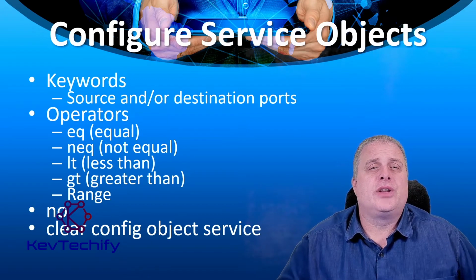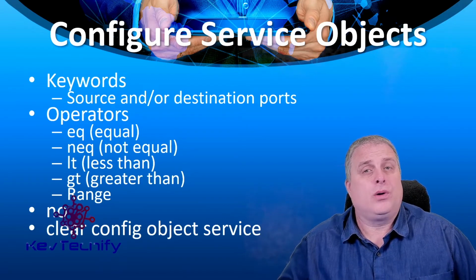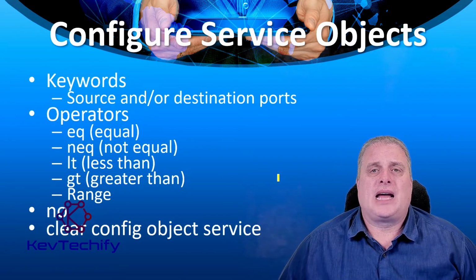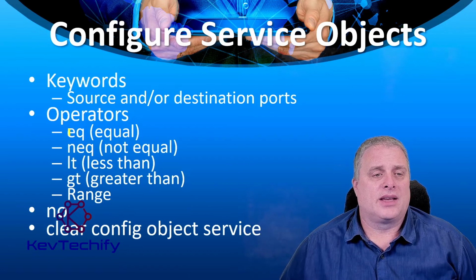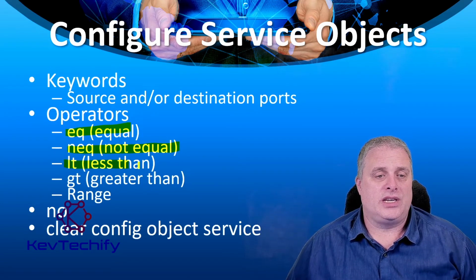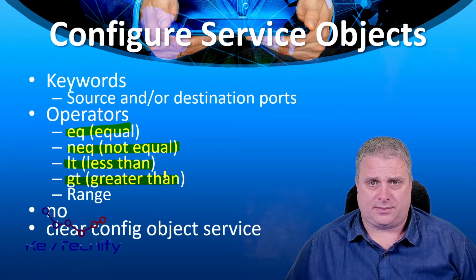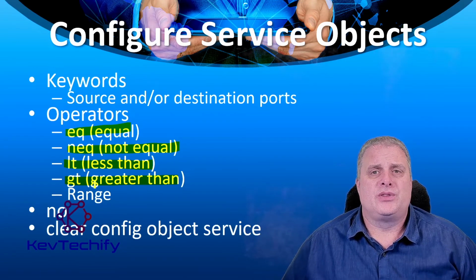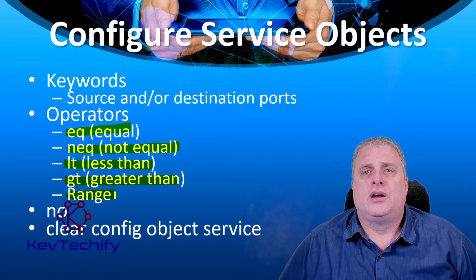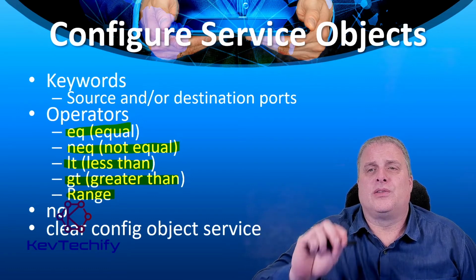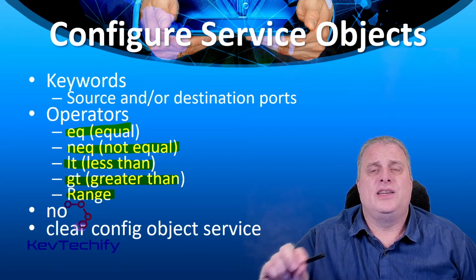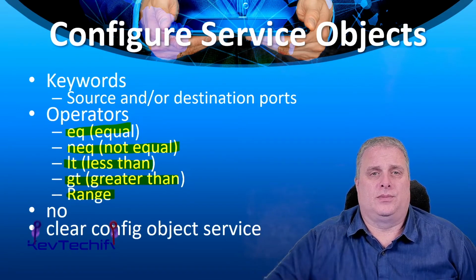Now we'll talk about the common service options available. Optional keywords are used to identify a source port or destination port, or even both. And what we can do here is we can use operators. The common operators here are EQ for equal, NEQ for not equal, LT for less than, GT for greater than. You can go ahead and use all of these operators. You can even use the range command for this, and this supports configuring a port for a given protocol. If no operator is specified, the default operator is equal.